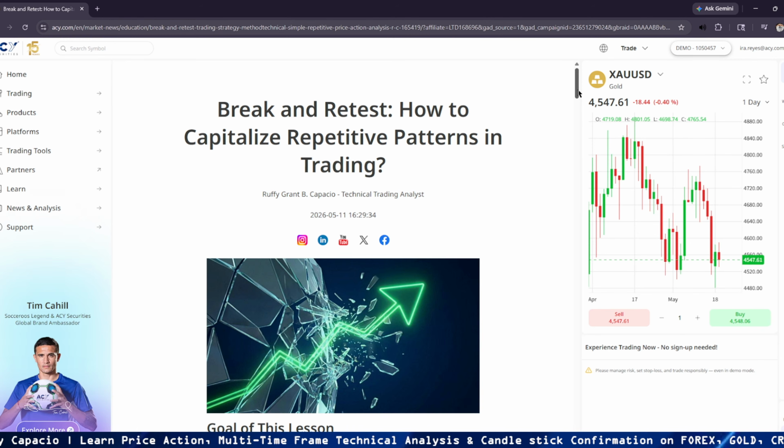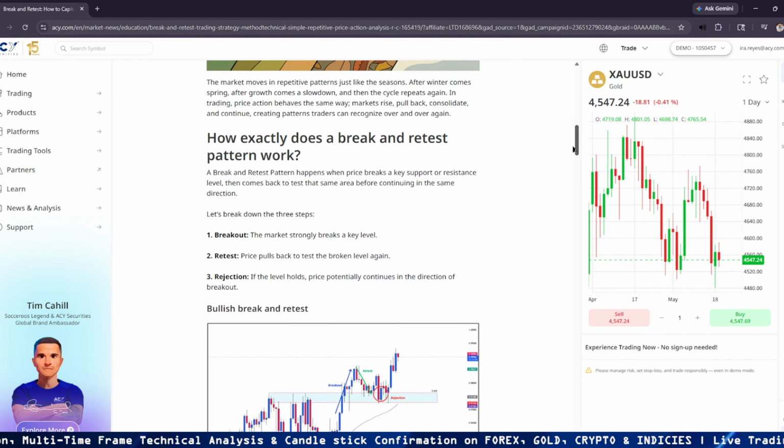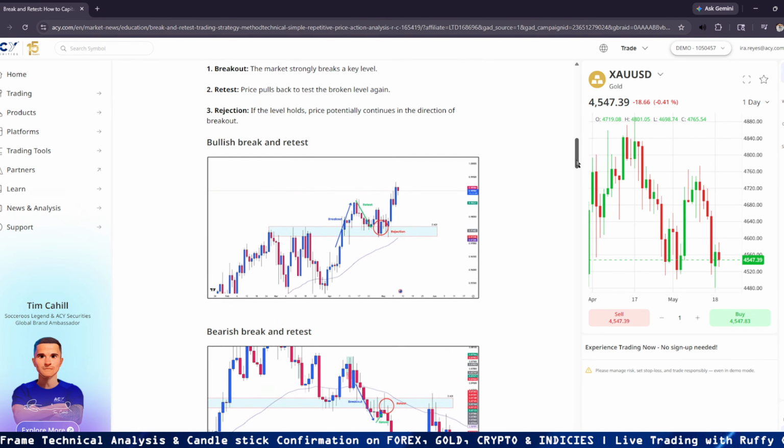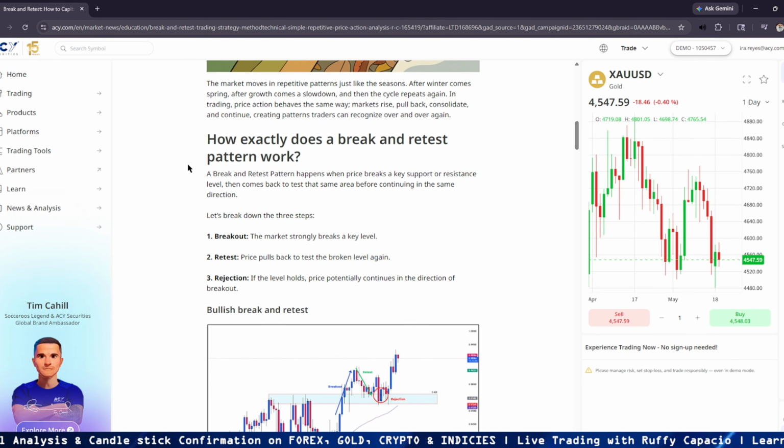The break and retest pattern, just like I have said, always happens in the markets. If you look at a much broader view, you can see this price action always happens in the markets. As you can see here, I have explained how exactly a break and retest pattern works. Now these are the steps. First would be the breakout.